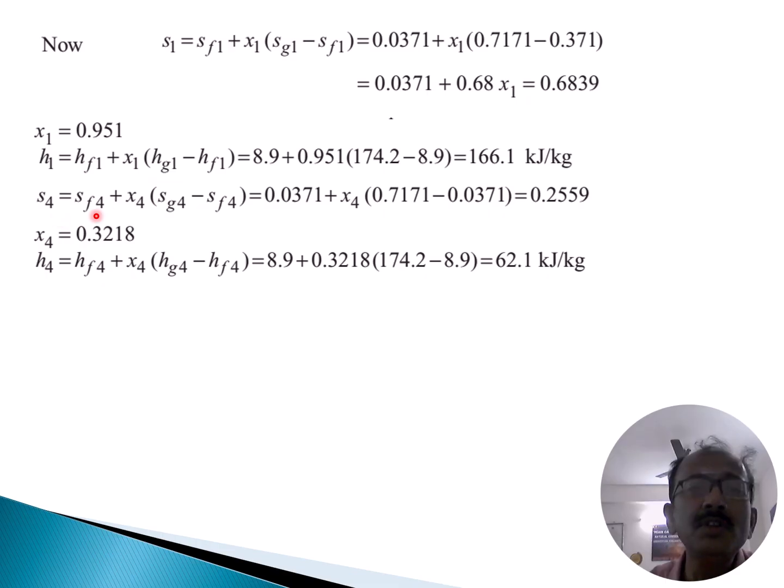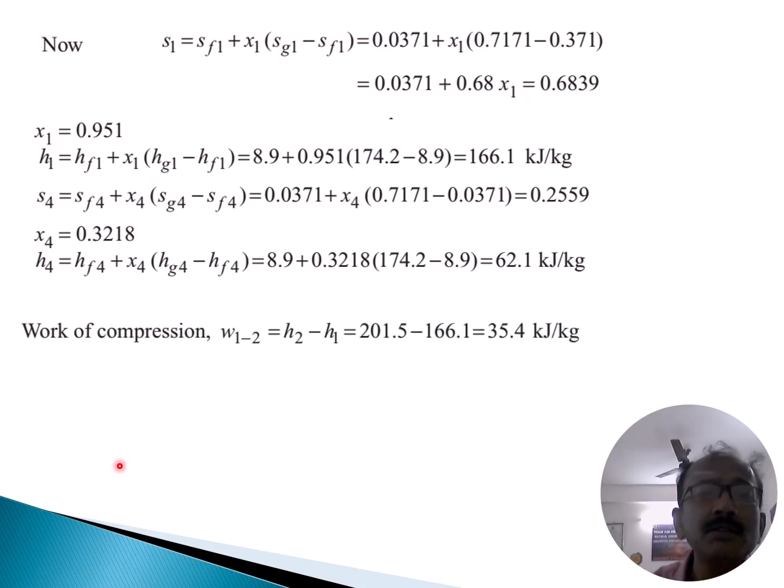Similarly, we calculate the value of S4 just by putting in all the values, and this is the value of S4. Finally we get the value of X4, that is the dryness fraction at state point 4. Similarly, H4 is calculated by the same formula. Now the value of H4 is 62.1, obtained with the help of this formula.